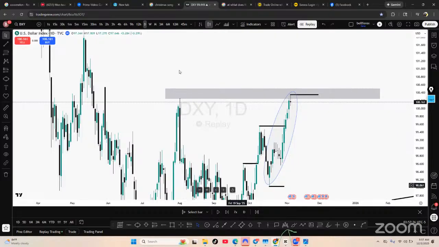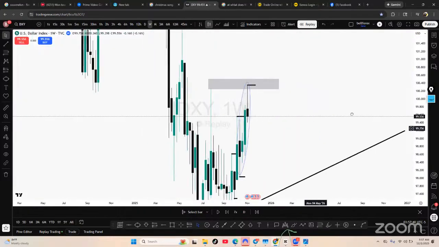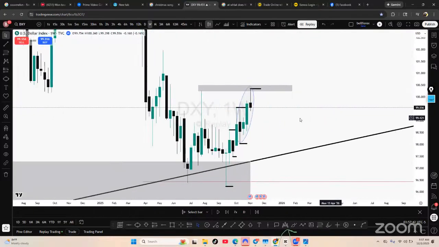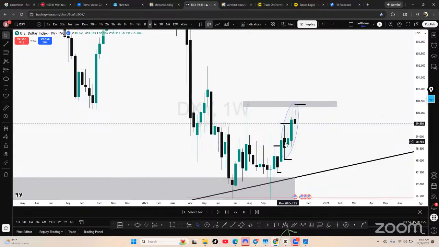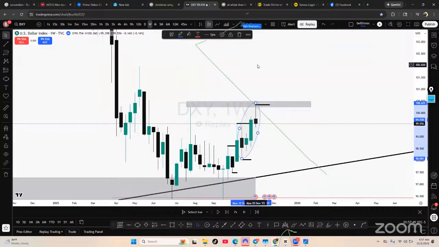Lorsqu'on met le marché sur le graphique de une semaine, on regarde profondément et tout ce qu'on voit ici n'est pas vraiment ce qu'on entend. On voit un chandelier, we see an indecision candle.